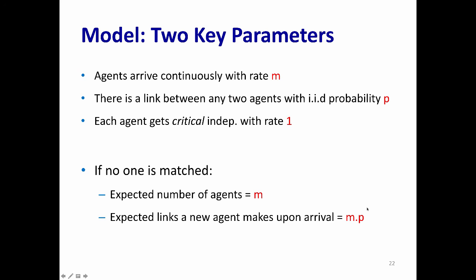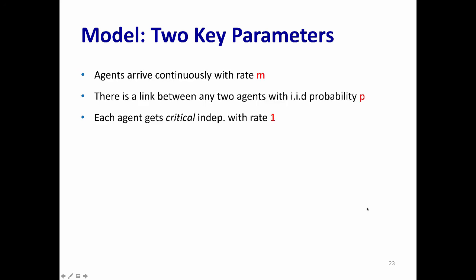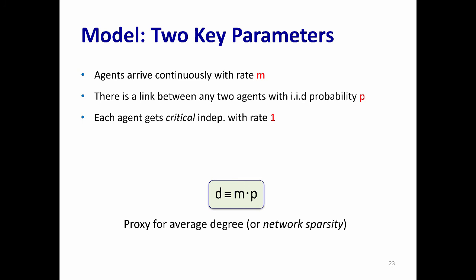Now, why did I tell you this story? Because now I'm going to make your world simple and define a new parameter called D, which is just M times P. And this parameter is basically a proxy for the average degree of the agents in my market, it's a proxy for the network sparsity in the system. If you increase M, if the arrival rate of agents increases, or if you increase P, i.e. agents are more likely to have links, you are basically increasing the average degree of the agents in their lifetime. And this is going to be a very useful parameter for us to work with. Basically, all the results of the paper are going to be stated as functions of D.